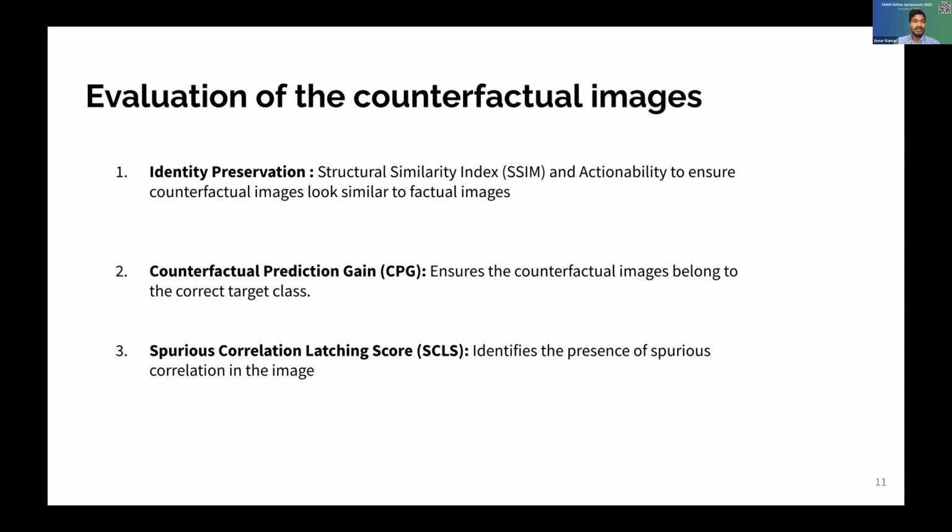Now, evaluating these counterfactual images is difficult because we do not have ground truth to evaluate a counterfactual image, but we use the standard approach used in literature. So identity preservation is tested through the structural similarity index measure and actionability, which measures the L1 distance between the original image and the counterfactual image. We also use the metric counterfactual prediction gain, trying to ensure that the counterfactual image belongs to the correct target class. However, all these measures do not address the concern of whether the spurious correlation is being addressed or not. Hence, we propose a new metric, which we call the spurious correlation latching score, which identifies whether there is a spurious correlation in the image or not.